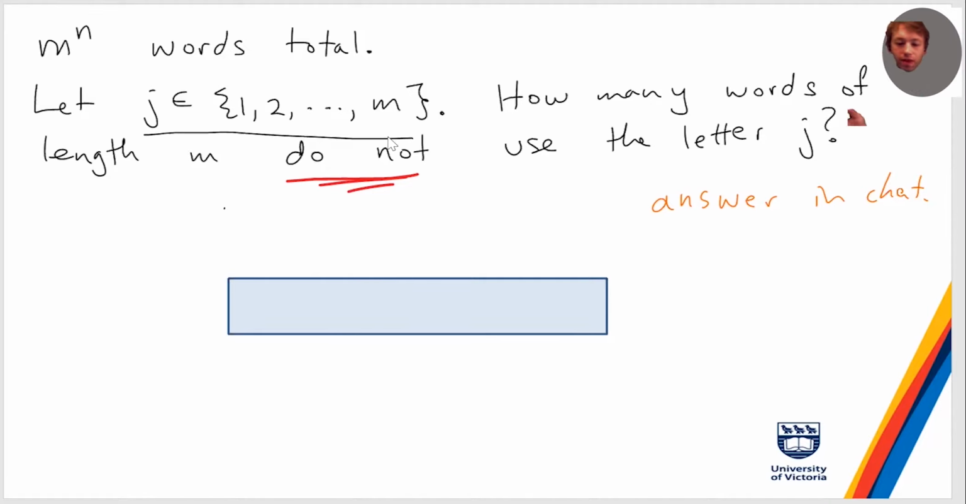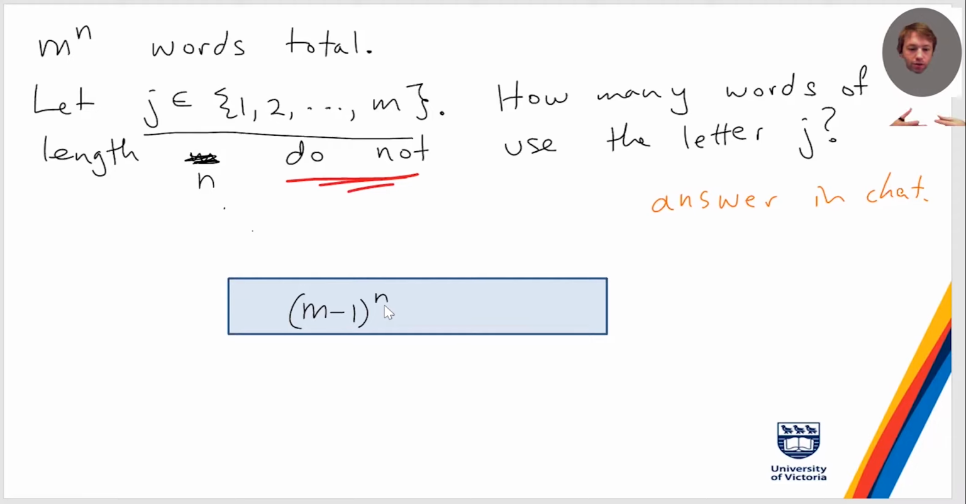So we want to, if a word doesn't use the letter j, we want to throw it away. So how many words of length n do not use j? Any volunteers? It's not much different than the last one, right? (m minus 1) to the n, because basically it's just counting words with an alphabet of size m minus 1, because the only rule is that you're not allowed to use j.